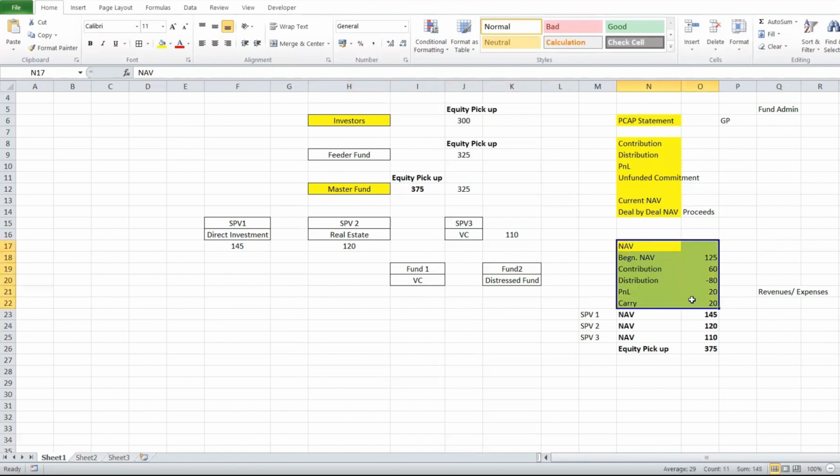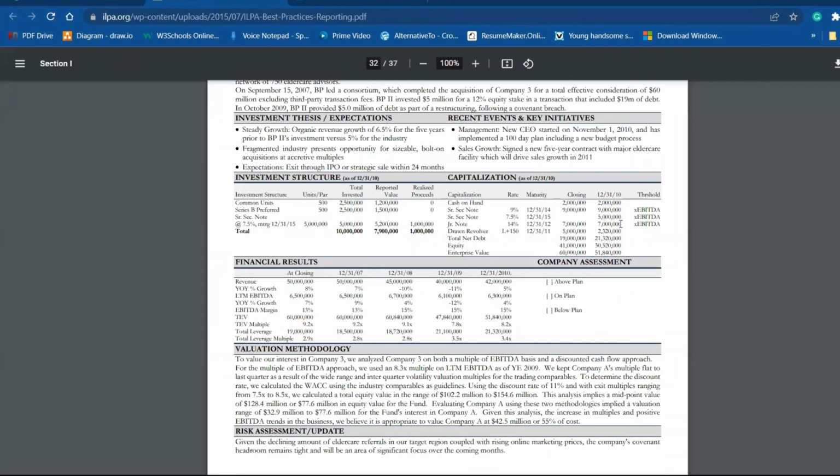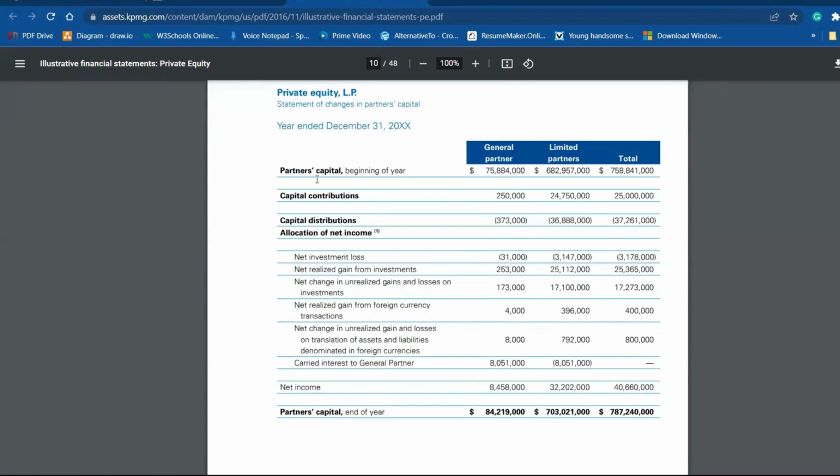you should always keep in your PCAP statement. That's why we are telling you this is the standard procedure. As you can see my screen, I have opened this KPMG financial statement. This is the PCAP statement, partners' capital they have mentioned, and you can see the beginning NAV of the general partner is this much. Then contribution they are going to add, the distribution they are going to deduct, and this is the bifurcation of your profit and loss account. Net investment loss here, realized and everything.